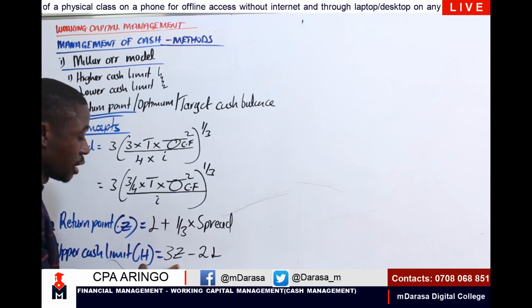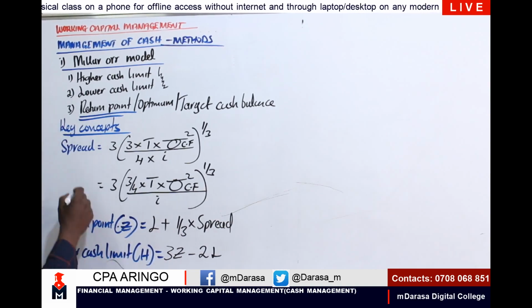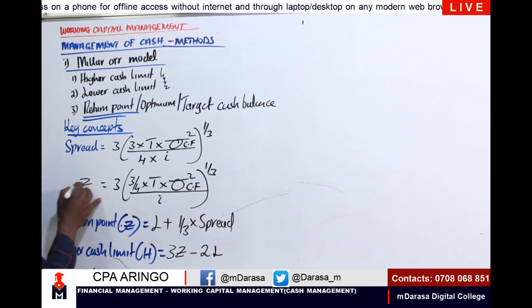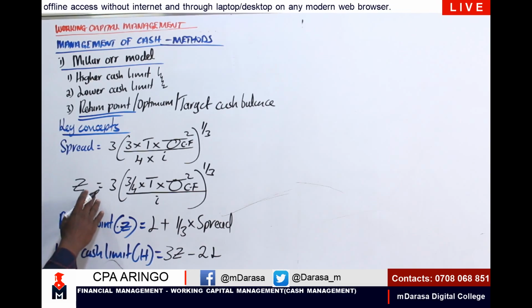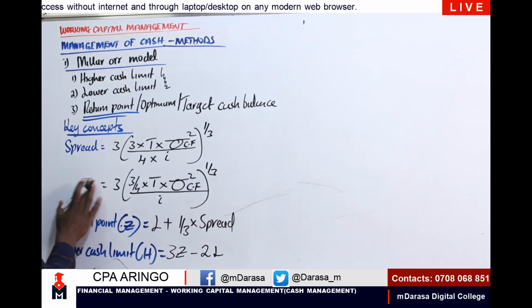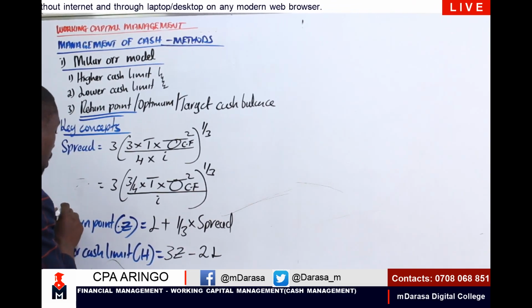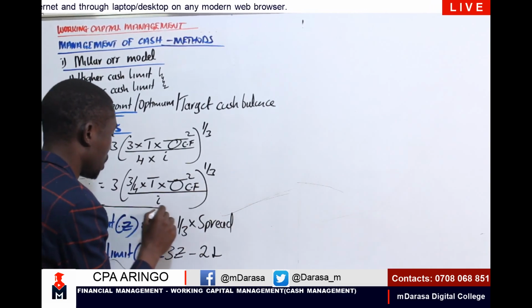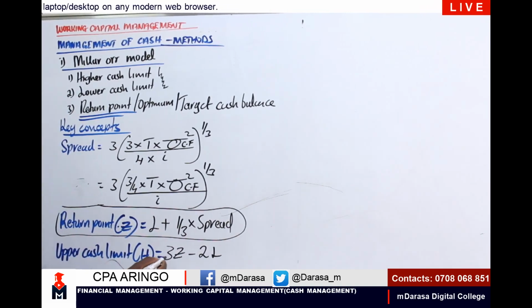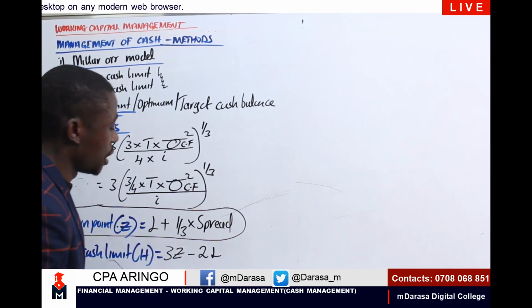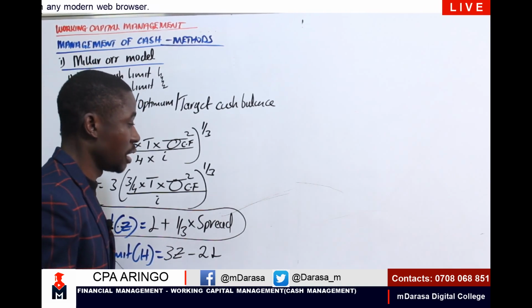That is 3 times Z, where Z is the return point we've determined here. So I'll just be taking 3 times Z minus 2 times the lower cash limit.